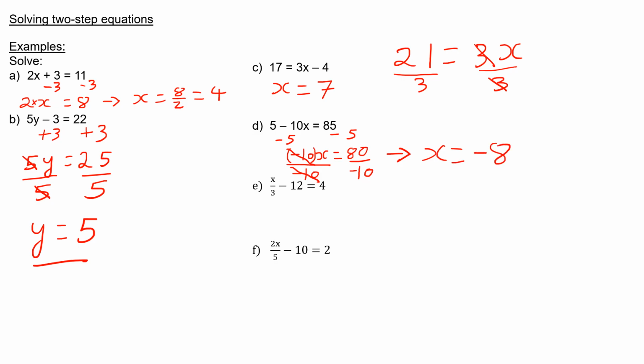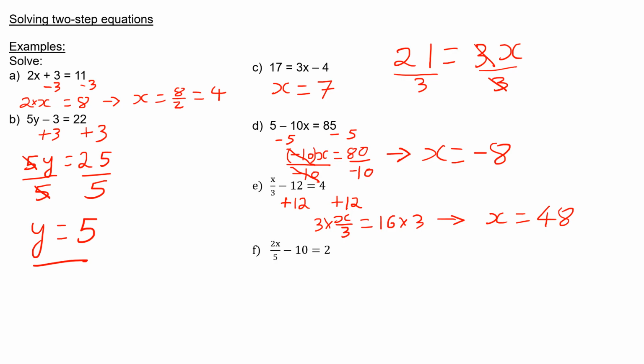In question E, I first need to add 12 to both sides, which leaves me with x over 3 equals 16. I then multiply both sides of the equation by 3. This will leave me with x equals 3 times 16, which is 48.